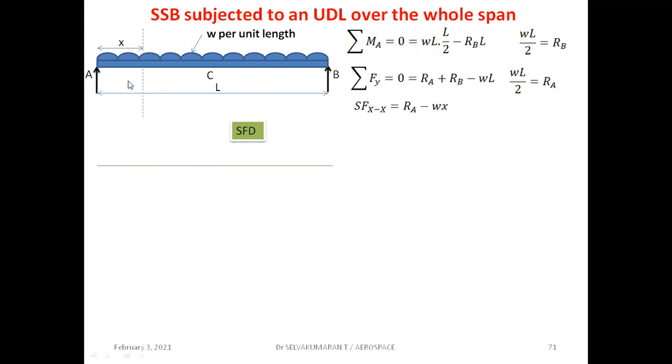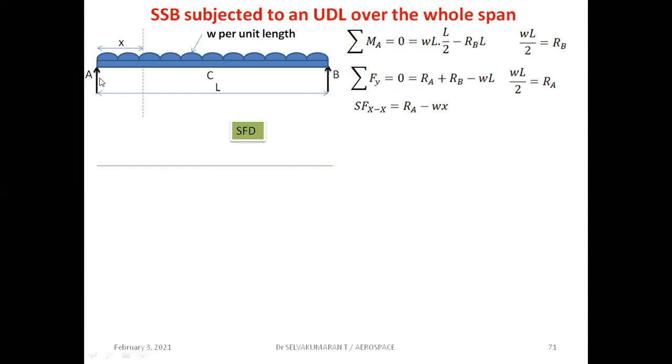Let us consider a section XX at a distance x from the left hand support A, SF at XX. To the left side of the section, we have to consider the forces acting. RA is acting upward. Shear force has unit Newton, RA also has unit Newton, whereas the UDL has unit Newton per meter, so it must be multiplied by the run length to get a unit Newton. So W into X, where X is the run length under consideration. Newton per meter into meter becomes a Newton.